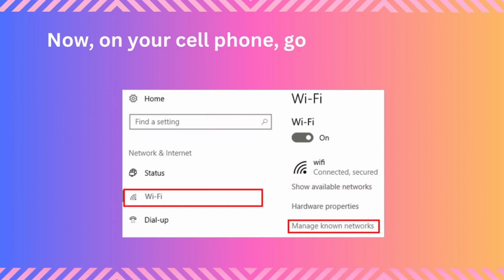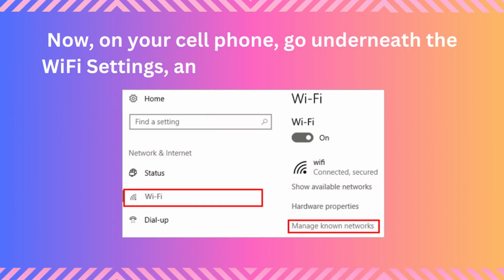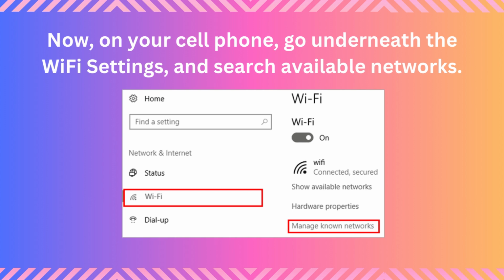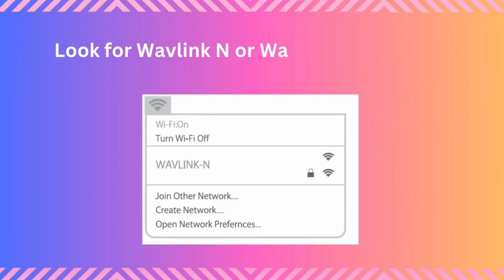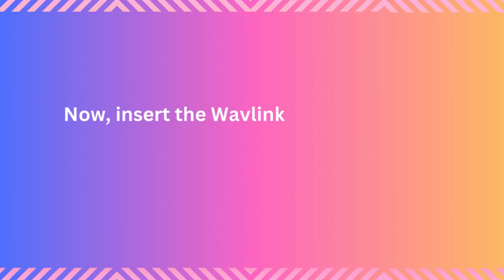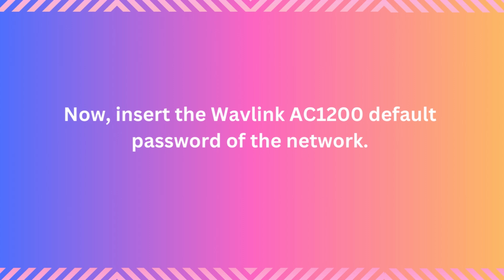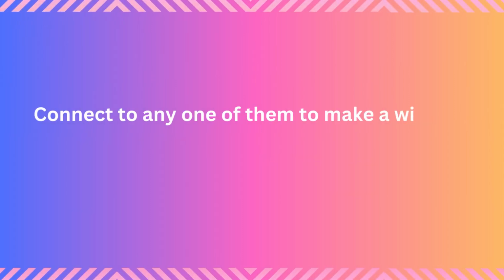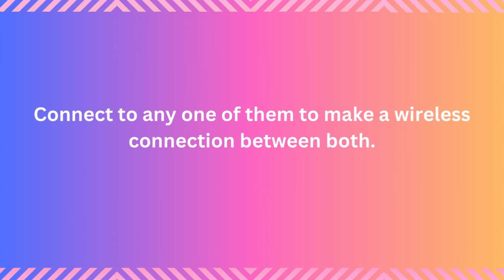Now, on your cell phone, go underneath the Wi-Fi settings and search available networks. Look for Wavlink N or Wavlink HC in the wireless network list on that device. Now, insert the Wavlink AC1200 default password of the network. Connect to any one of them to make a wireless connection between both.